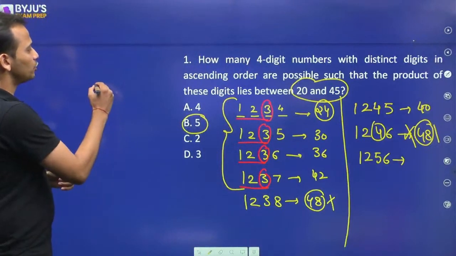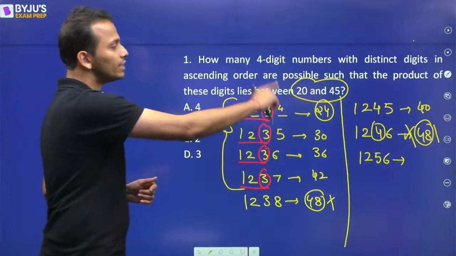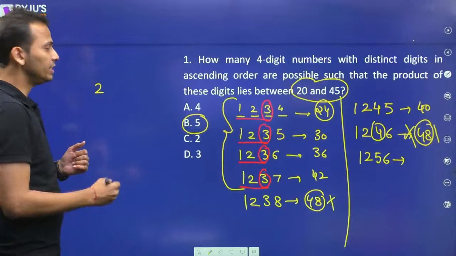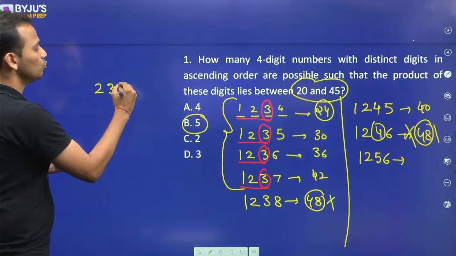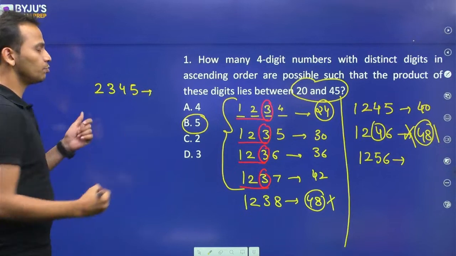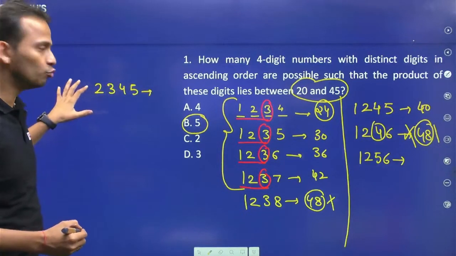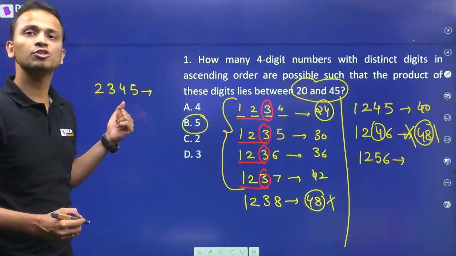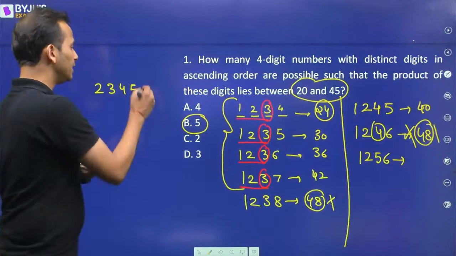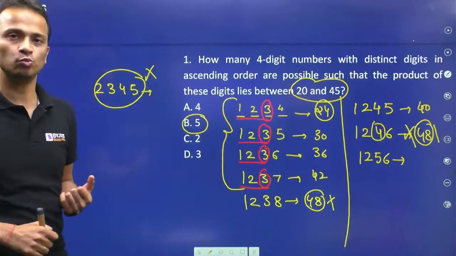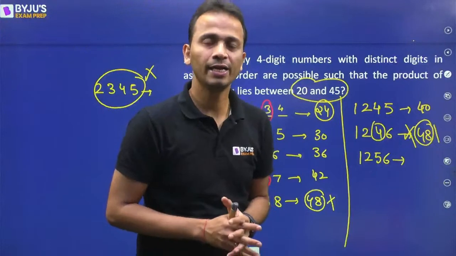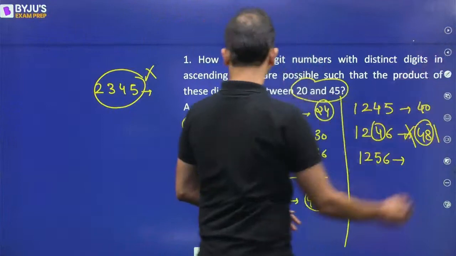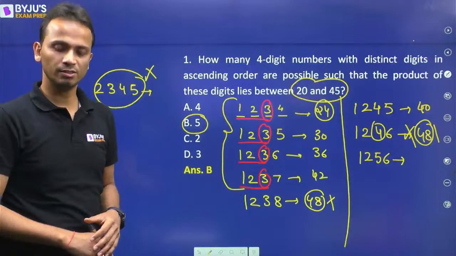Also, any number which will start with 2. Here you can see that all the numbers were starting with 1. Any number which will start with 2 and satisfying the criteria, the smallest number of this type will be 2, 3, 4, 5. What is the product of the digits? The product of the digits is more than 45. Hence, my number cannot start with 2. The number can only start with 1 and hence 5 will be the correct answer for this question. All right. So option B is the correct answer for this one.